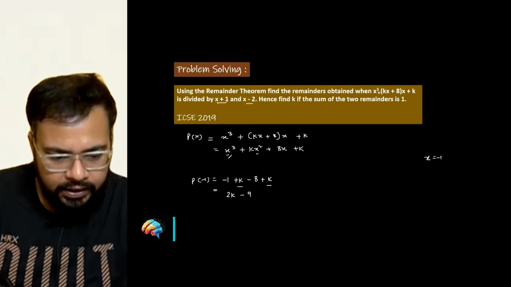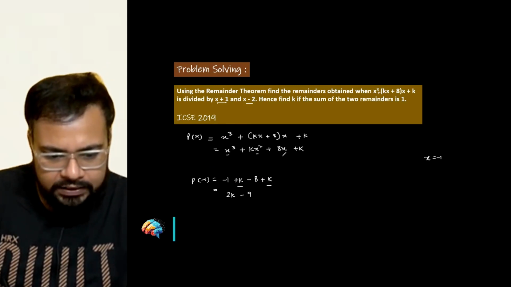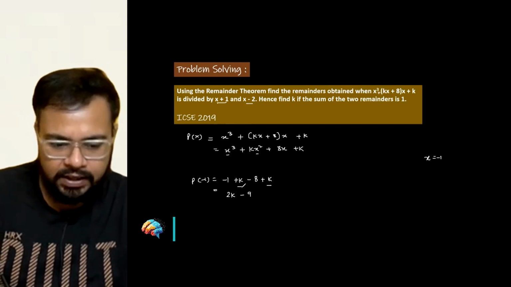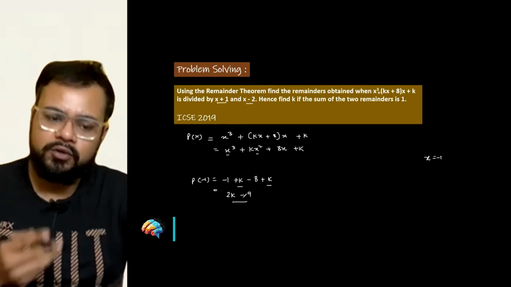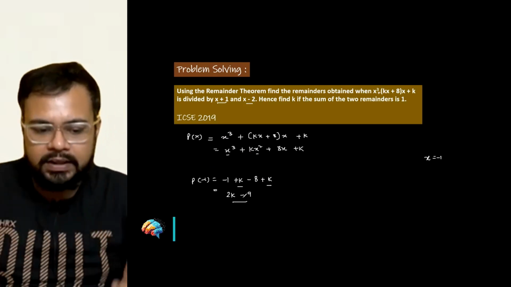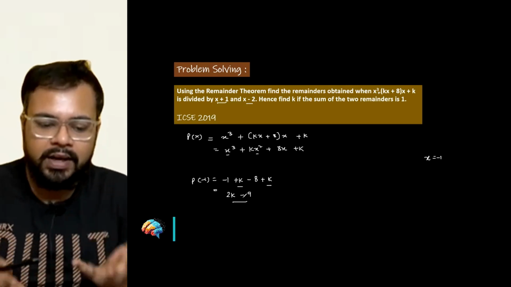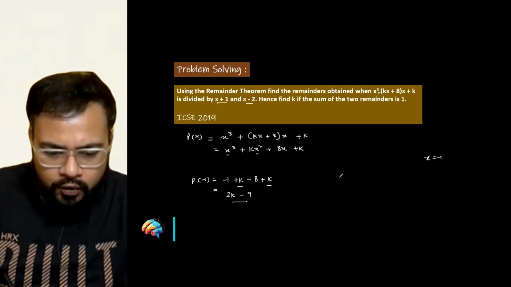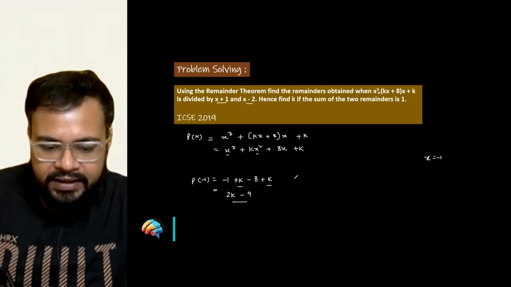Have we done it correct? Minus 1 plus k minus 8 plus k. Yeah, that is coming as 2k minus 9. So this is your first answer. What is the remainder when you divide with x plus 1? 2k minus 9. What is the remainder when you divide with x minus 2?